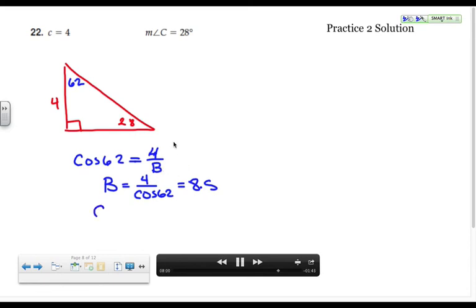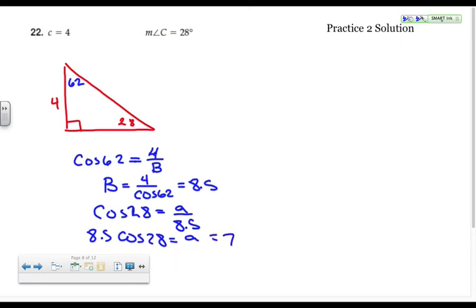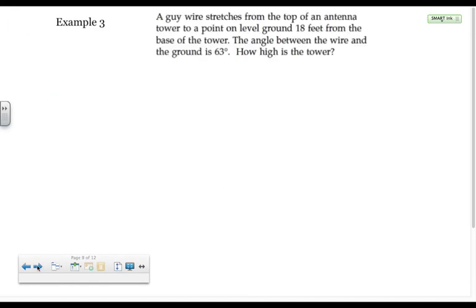8.5. Then I'm also going to do the cosine of 28 now to get this angle here is a over 8.5. Now see, this one's a little bit easier because all I have to do is multiply by 8.5 to get my side. That equals 7.505. And now I have all of my pieces. Okay, so this is an interesting problem.